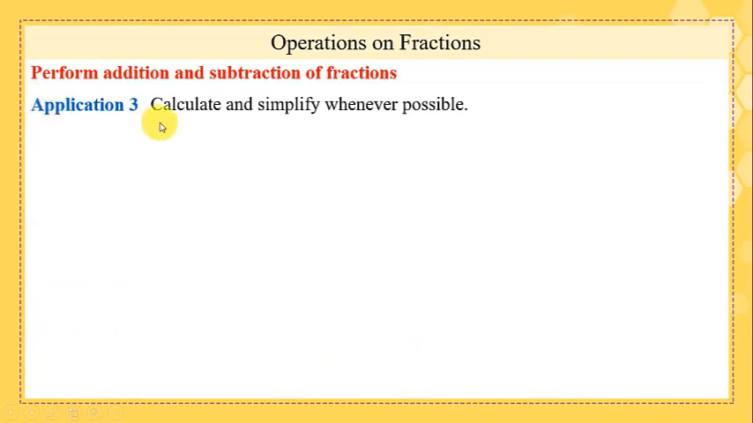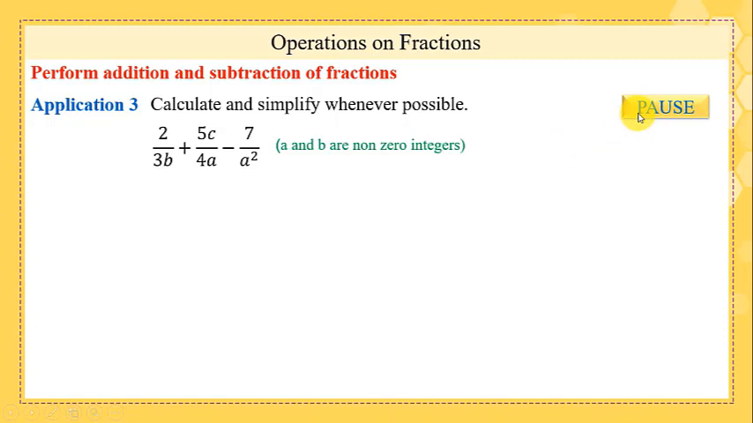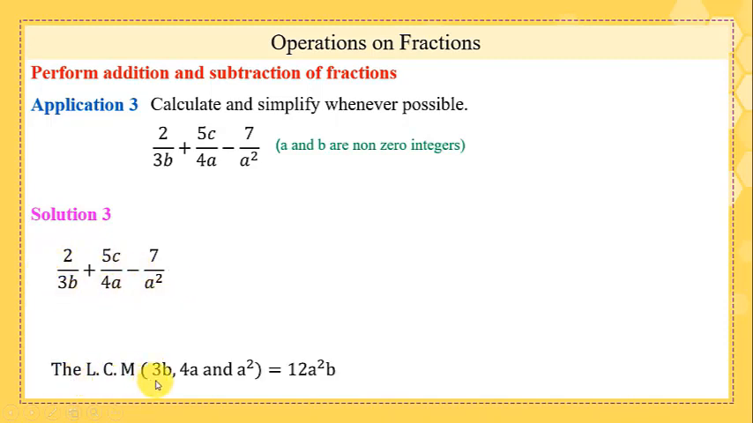Another application. Calculate and simplify whenever possible. Now please pause the video and try to solve this application. Solution. We want to find the LCM of these three denominators. The LCM of 3b, 4a and a square is equal to 12a square b. Why? Because the LCM of the variables is a squared times b. We take the highest degree of a times b. And the LCM of the numbers, which are 3, 4, and 1, we have here 1, is 12.